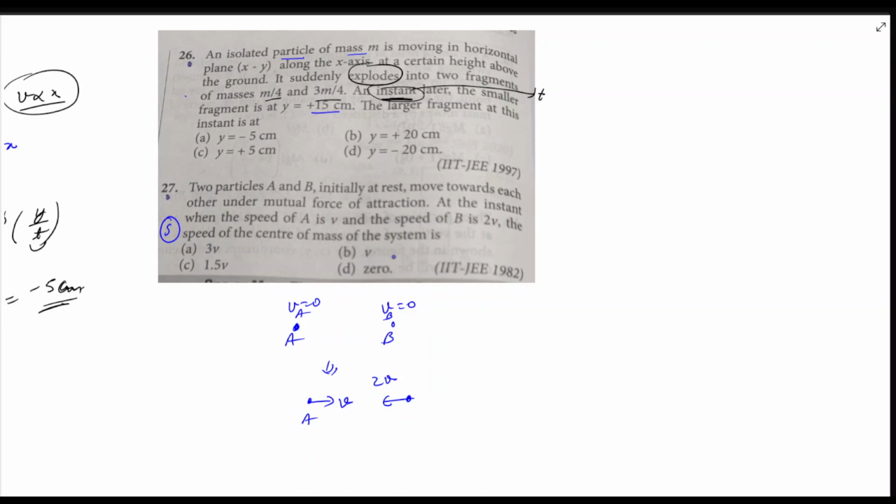The speed of center of mass of the system. Look, if we consider this as a system, there is no external force, so external force is zero. If they are at rest, that means velocity of center of mass must be zero. And if there is no external force, then at all times the velocity of center of mass must be zero. So this is quite an easy question, right? Okay, perfect. Let's move on to our sixth question.